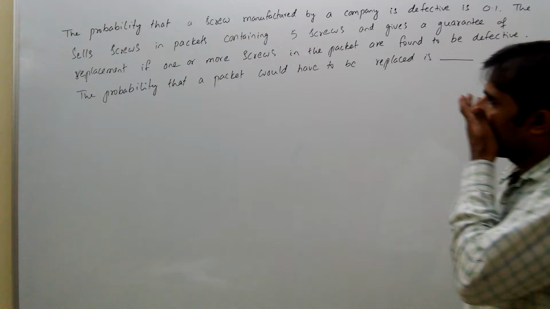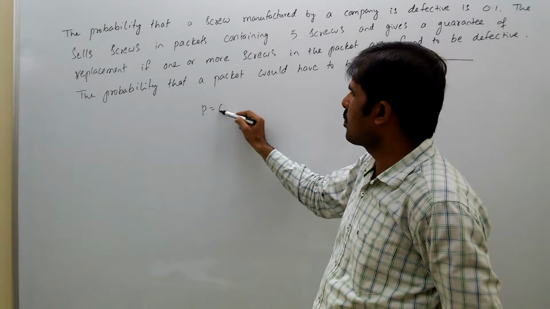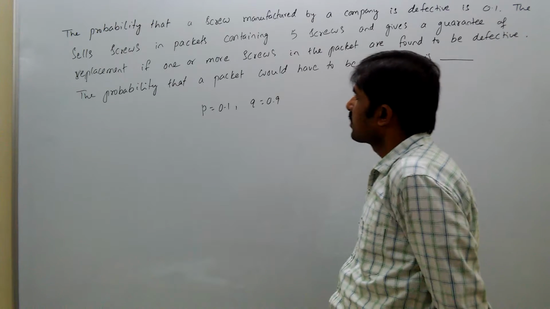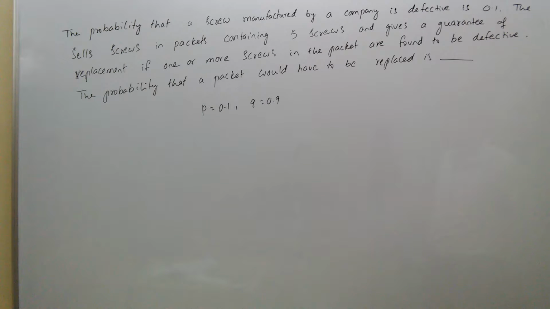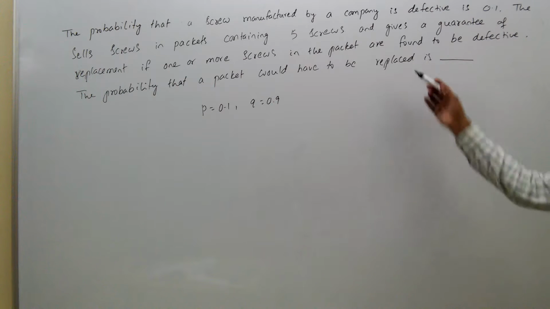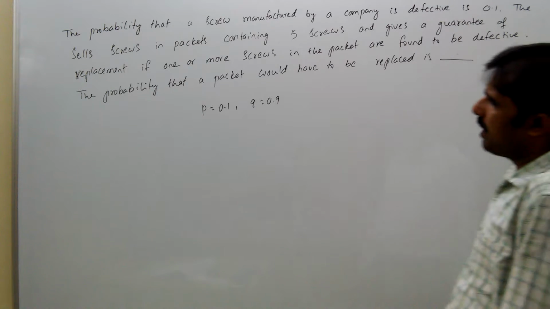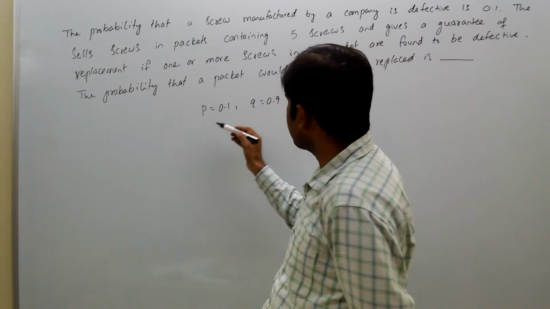See here, defective probability P equal to 0.1 and non-defective probability is 0.9, obviously. In a packet, 5 screws are there. Out of that, if at least one is defective, it can be replaced. That means defective may be 1 or 2 or 3 or 4 or 5. That means we need the probability of having at least one defective.